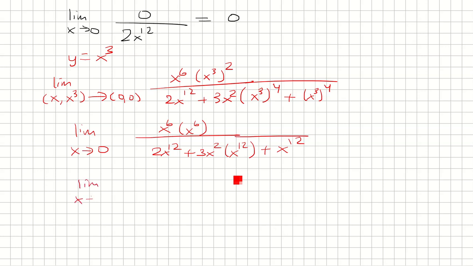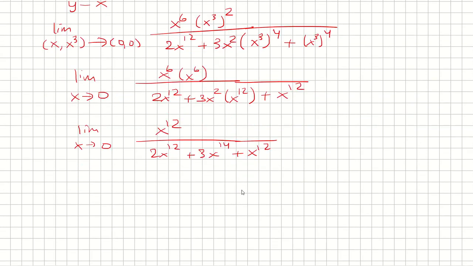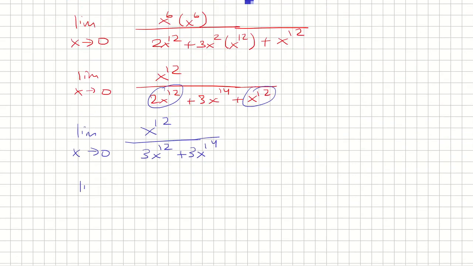Just keep simplifying. We have x to the 12th on top, 2x to the 12th plus 3x to the 14th plus x to the 12th. And notice in the denominator here, we have 2x to the 12th and x to the 12th. So we can add those to get 3x to the 12th. And now I can divide everything by x to the 12th. So we have 1 over 3 plus 3x squared.